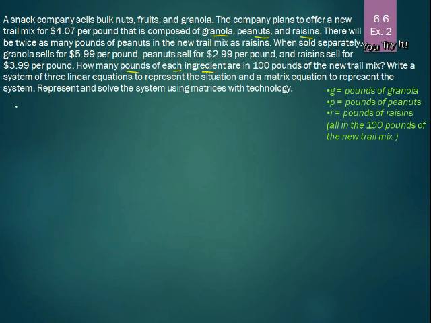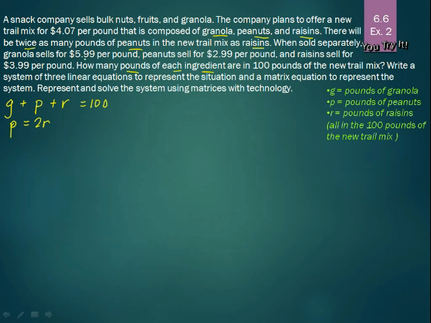So using that, let's go ahead and write our equations. As it said here, we know it's going to be 100 pounds total, and so the amount of pounds of each should add to 100. So we could say G plus P plus R equals 100. And then it also tells us that there are twice as many pounds of peanuts in the new trail mix as raisins. So if there's twice as many peanuts, then the number of peanuts equals double the raisins.